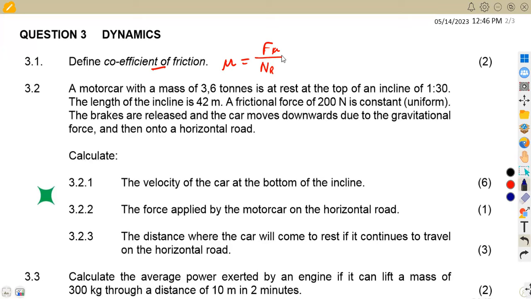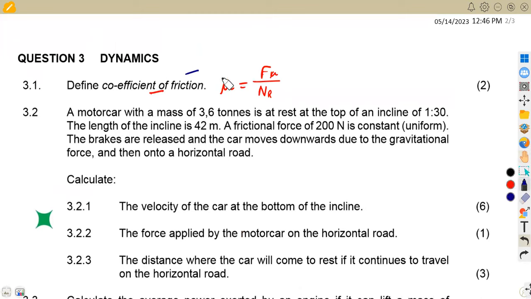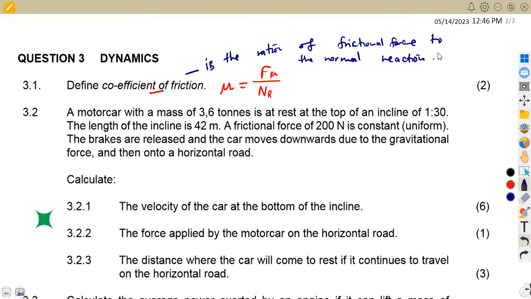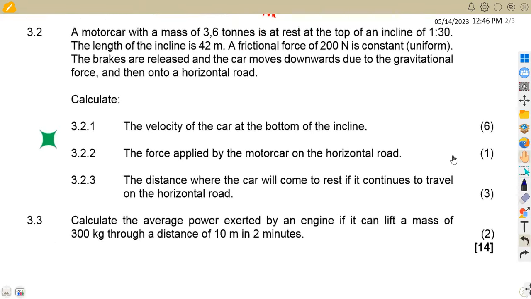So we can have this as a ratio. Let me just write it this way: it is the ratio of frictional force to the normal reaction. So that is what we have in this case. Simply like that, you've got 2 marks for defining. From the formula, you can actually define any part that you're given.